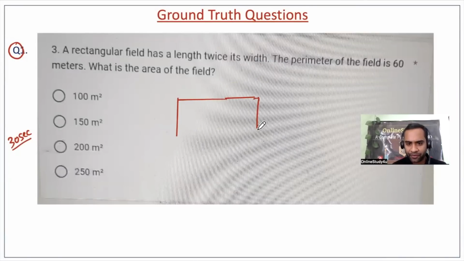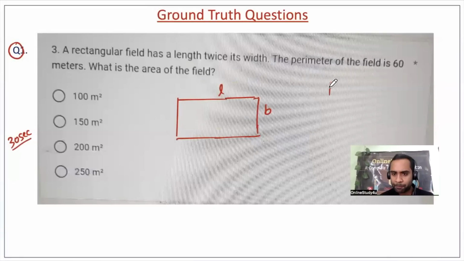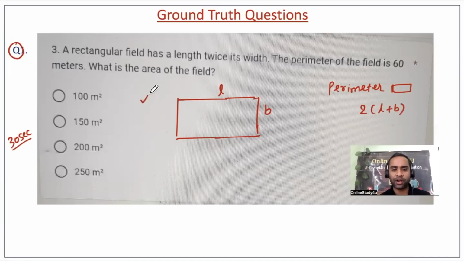Now, friends, a rectangle has length and breadth. And what is the perimeter of a rectangle? The perimeter of a rectangle is 2 into (L plus B). This is the information you should know. They are telling us a rectangular field has length twice its width. So length is 2 times its width, right? So L is equal to 2B. That is what has been told in the question. I will write it down here.